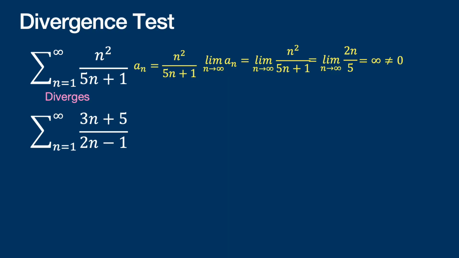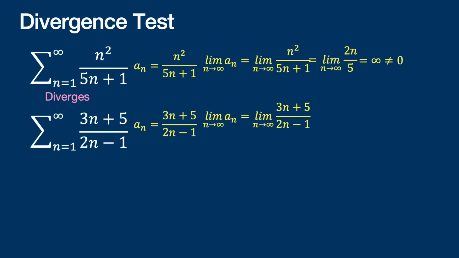Another example is right there, guys. For that series we find a_n is going to be (3n plus 5) over (2n minus 1). Find the limit of the sequence. Then this fraction is infinity over infinity, so divide the numerator and denominator. We have 3 over 2. The limit is 3 over 2. It's not 0. We're going to say this series is going to be divergent.